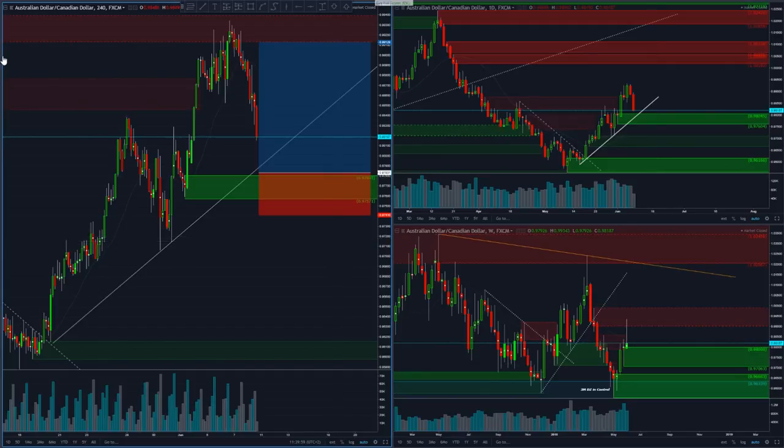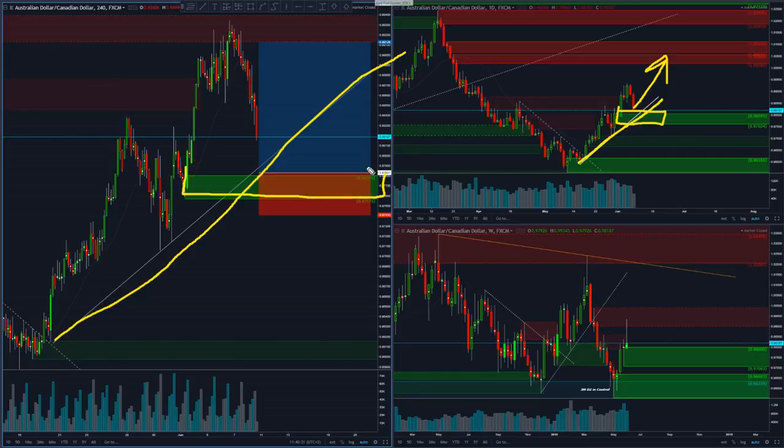Now I'm looking at the Aussie CAD. What do I see here? We have this reaction from the monthly demand zone, and the price moved higher. However, we were rejected by this supply zone, and now the price is just testing this daily demand zone again. So what could potentially happen is a move higher, because we also have the 4 hours in an uptrend, and we have a nice zone for potential longs.